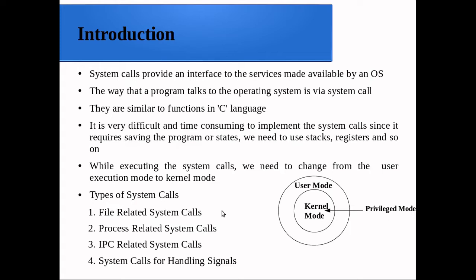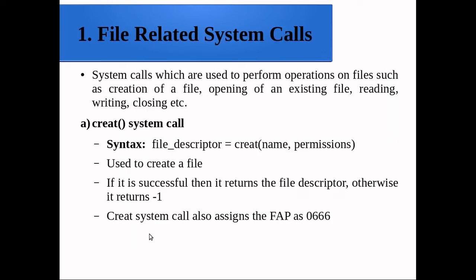We have four types of system calls: file related system calls, process related system calls, interprocess communication related system calls, and system calls for handling signals. These four types of system calls we are going to study in detail in today's video. First, we will see the file related system calls.